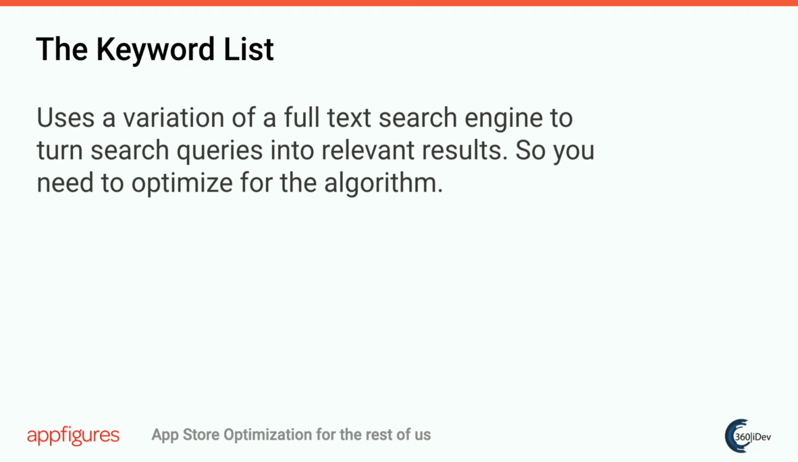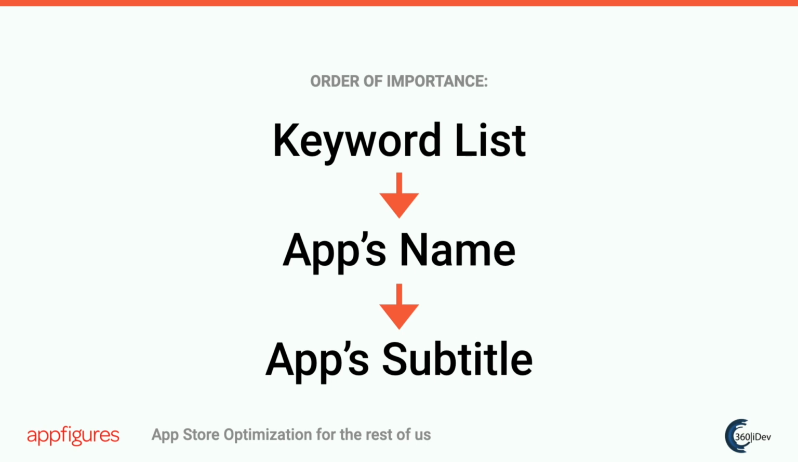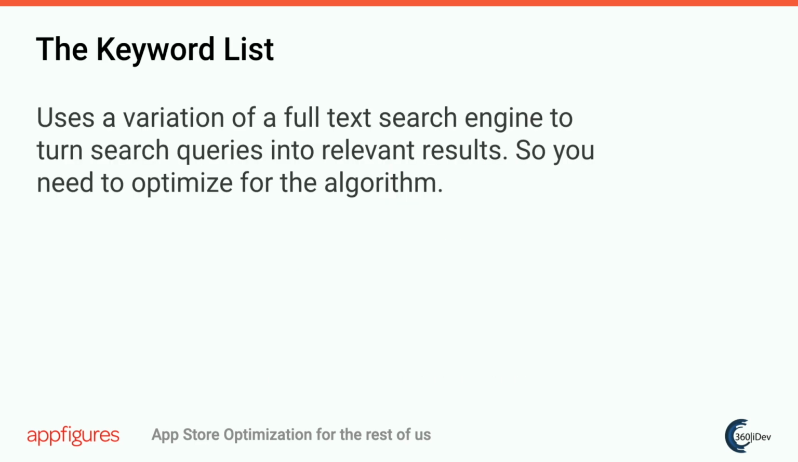So your keyword list, and I talk about this all the time because if you remember from the previous slide, the keyword list is the most important place to put your keywords in. And that's also why sometimes when you search on the App Store you see apps that don't mention the keyword you're looking for at all, and you wonder, why are they even here? It's because they optimized their keyword list to go after that keyword. It's so powerful, it doesn't even have to be visible on the App Store. So we'll start with that.